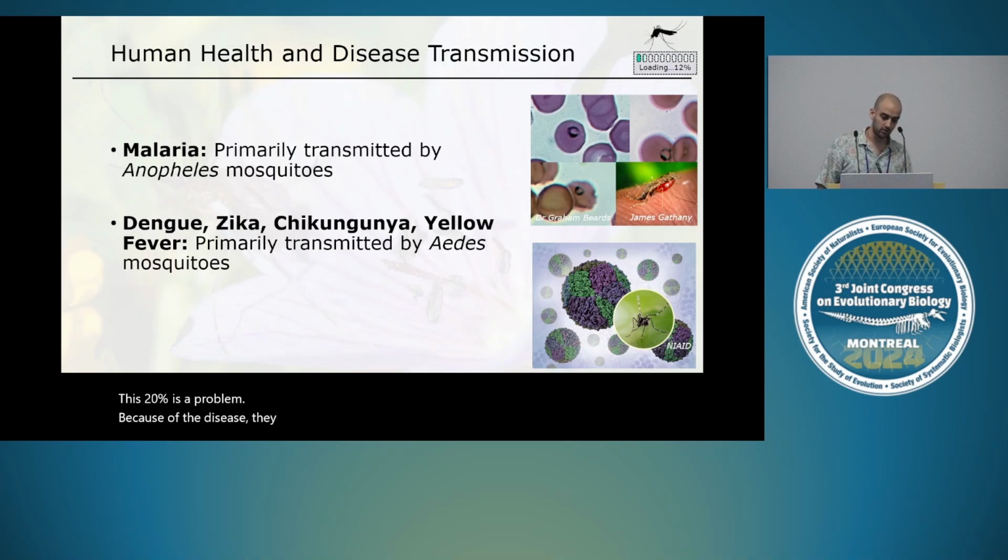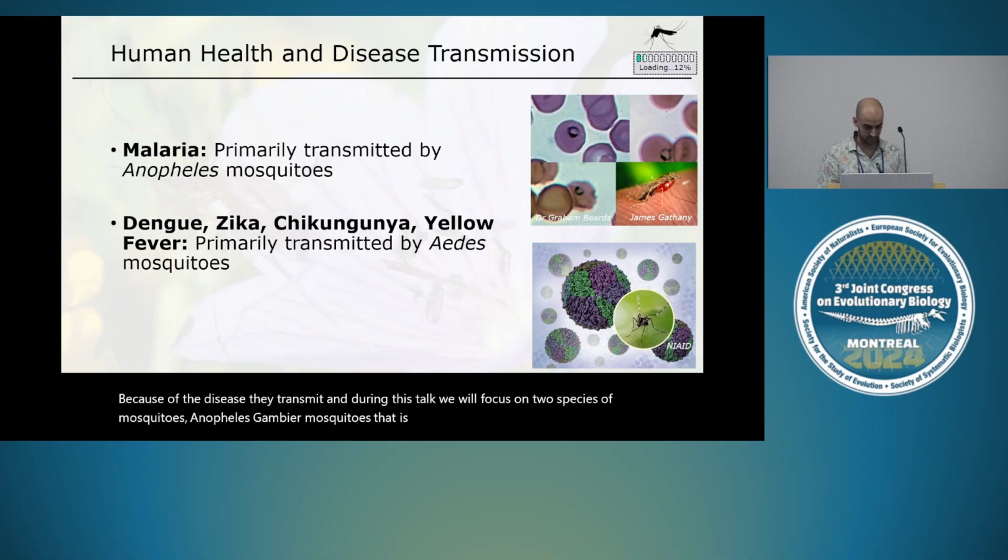And during this talk, we will focus on two species of mosquitoes, Anopheles gambiae mosquitoes, that is the vector of malaria. So this mosquito here, that is the vector of malaria. And we will also focus on one species of tiger mosquito, Aedes aegypti, that transmits other very important diseases.